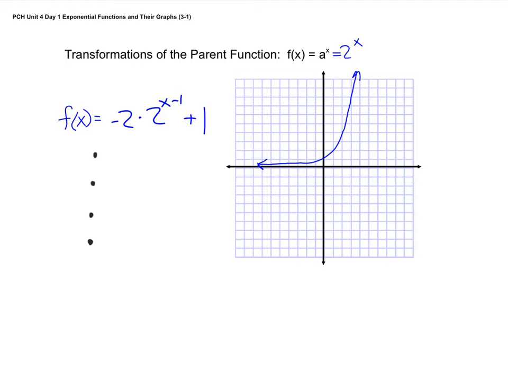So, first of all, what's one of the transformations that we had? Samantha? Vertical stretch by 2. Okay, vertical stretch by a factor of 2, or to twice its height.